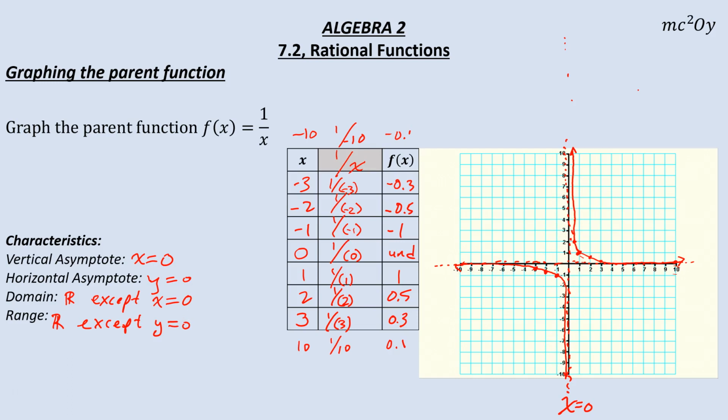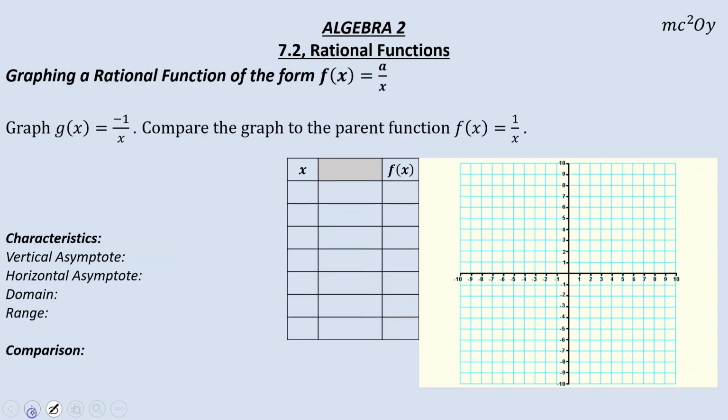Okay. Very good. So let's go ahead and look at how we can use that parent function and compare it to some others. So let's graph g of x equals -1 over x, and we're going to compare it to 1 over x. So I put -1 over x there. Okay, so all these are going to be -1 over something.